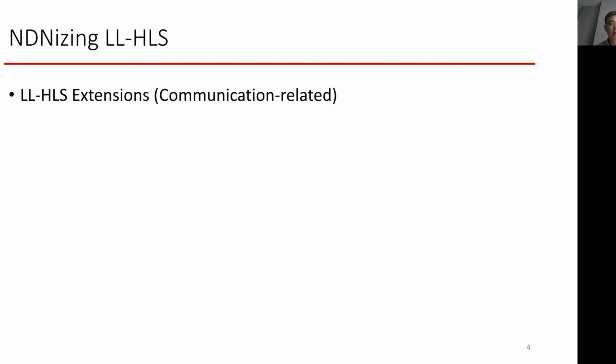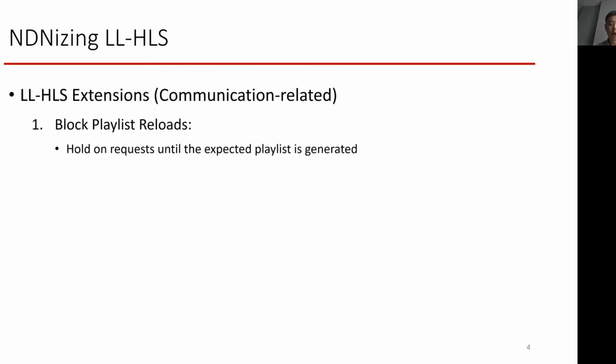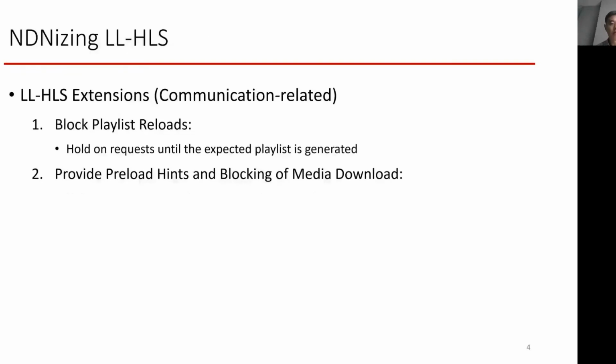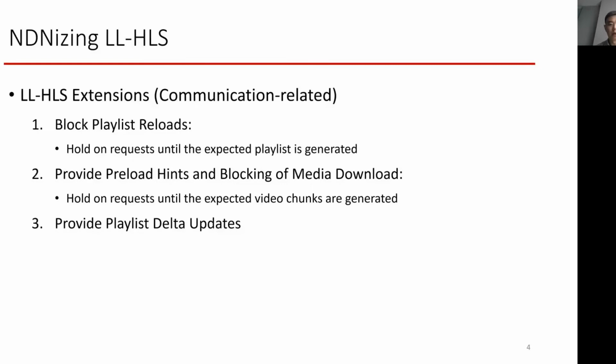So to NDNize the 5 extensions, 3 of them are communication related. The first one is blocking playlist reload, which means to hold on requests until the expected playlist is generated. The second one means to hold on requests until the expected video chunks are generated. The third one is to provide delta updates instead of the whole playlist update.